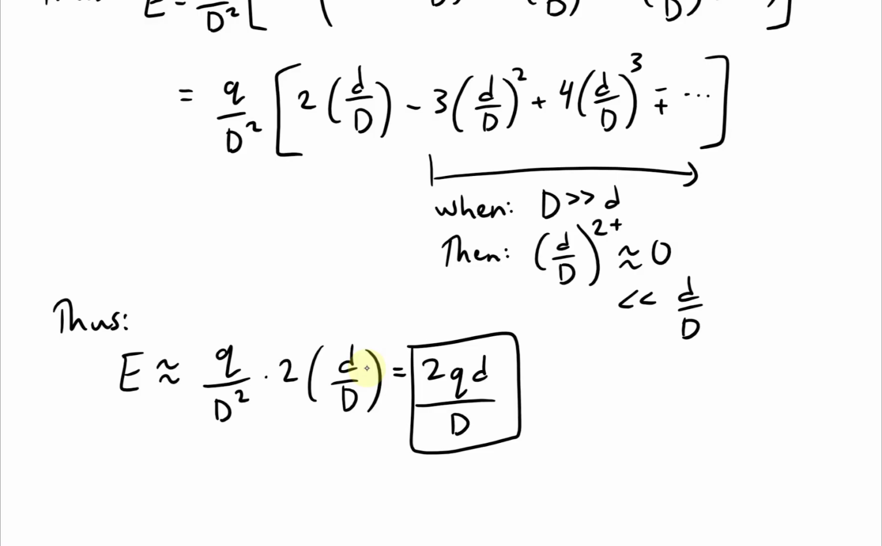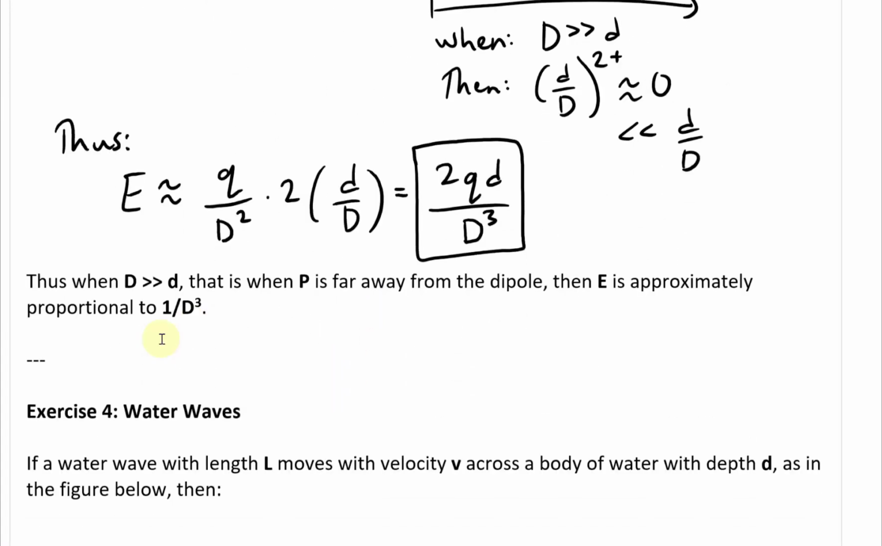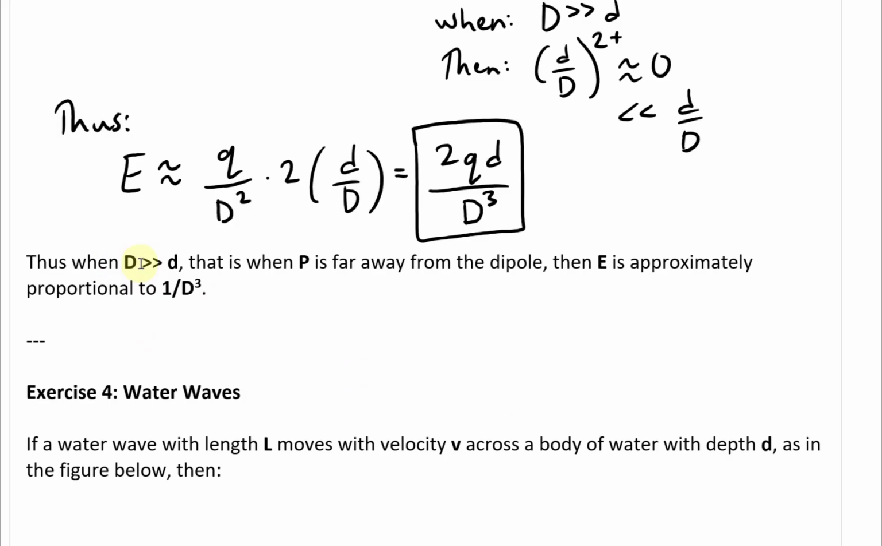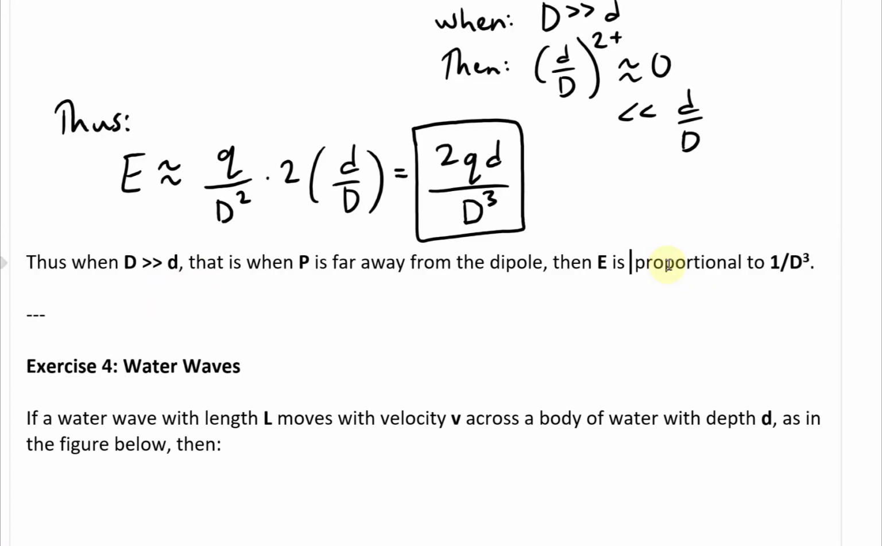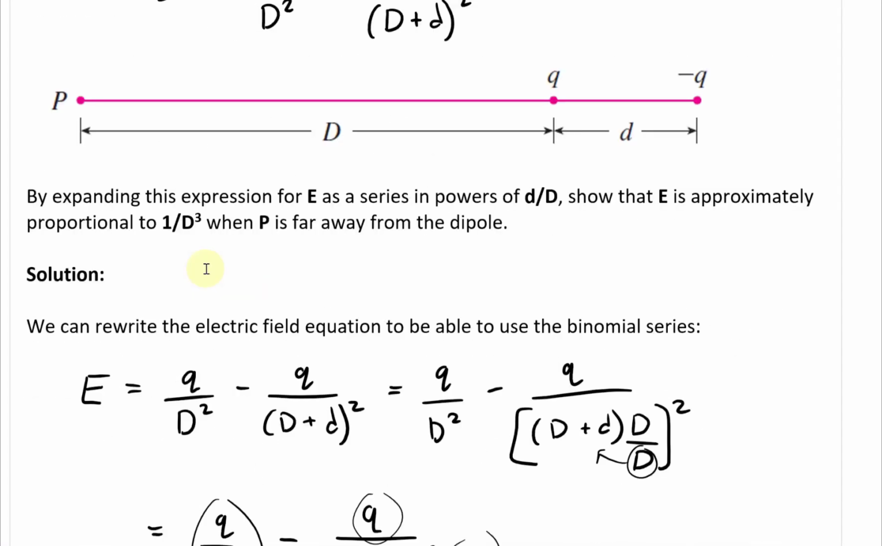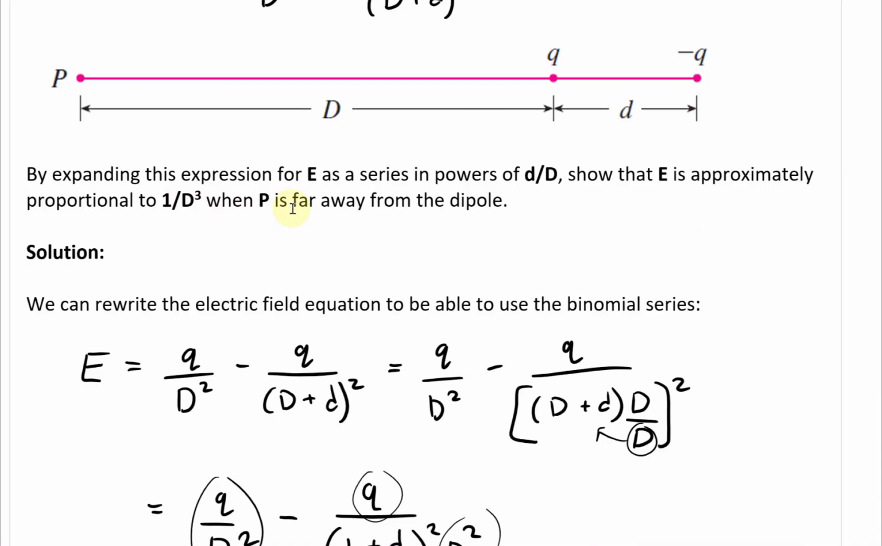Let's put this better. So thus when capital D is much greater than lowercase d, that is, when P is far away from the dipole, then E is approximately proportional to 1 over D cubed. We're using this approximation. So it's proportional to 1 over D cubed when P is far away, and that is exactly what we were asked to show.